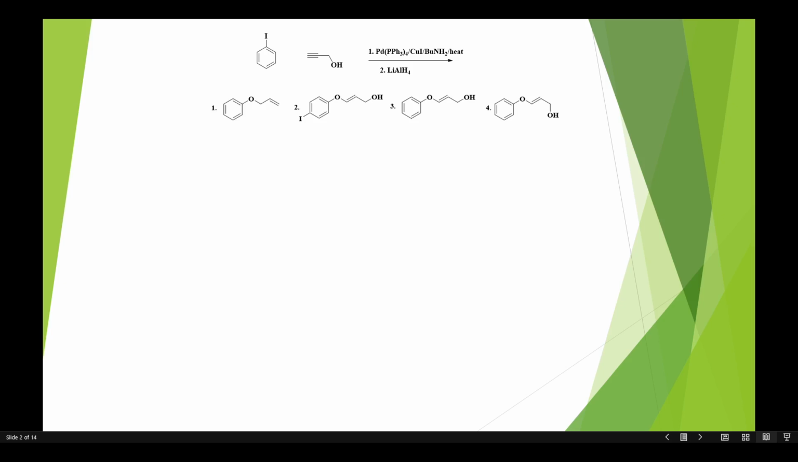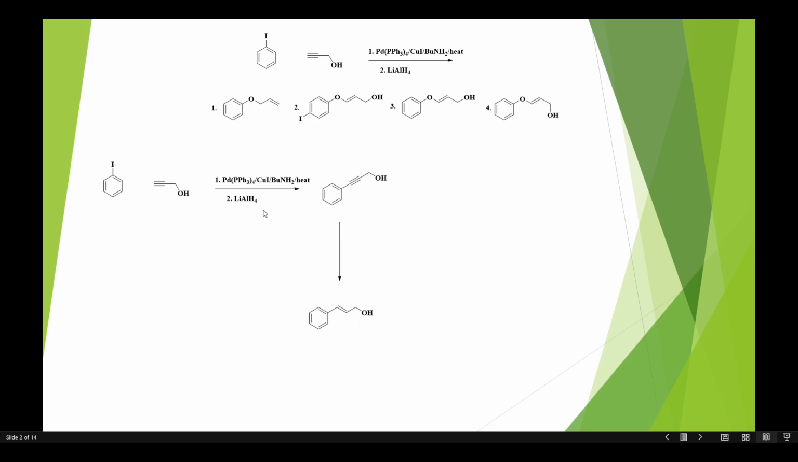But in this case, what will happen actually? The coupling is between the terminal triple bond, the alkyne sp carbon-hydrogen bond, and our aryl halide, in the presence of palladium and copper iodide, with amine and heating, and we get the corresponding coupling product. After that, for this kind of propargylic alcohol, if there is a hydroxy or amine group in the alpha position, we can even reduce the alkyne by lithium aluminum hydride to the corresponding E alkene.